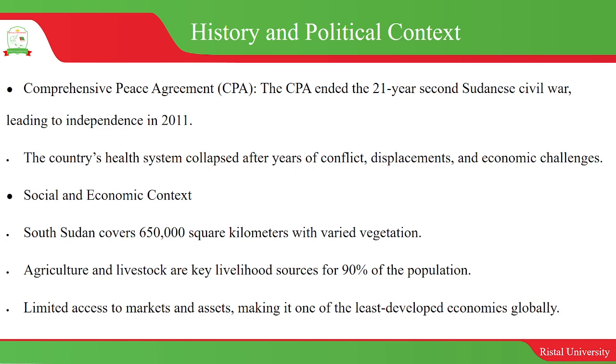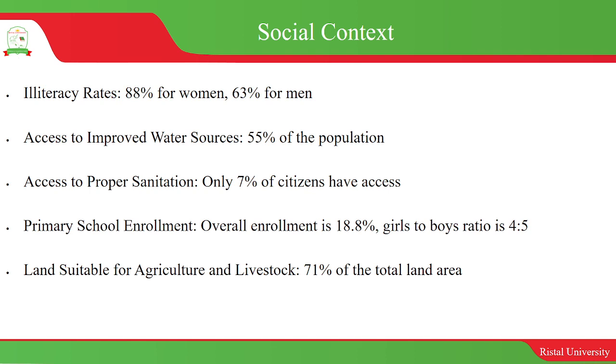Geographically, South Sudan covers 650,000 square kilometers with varied vegetation cover. Most of the people, about 90%, rely on agriculture and livestock as their livelihoods. And across the country, in different rural areas, there is limited access to markets, and this makes it sometimes one of the countries that is least developed in the world.